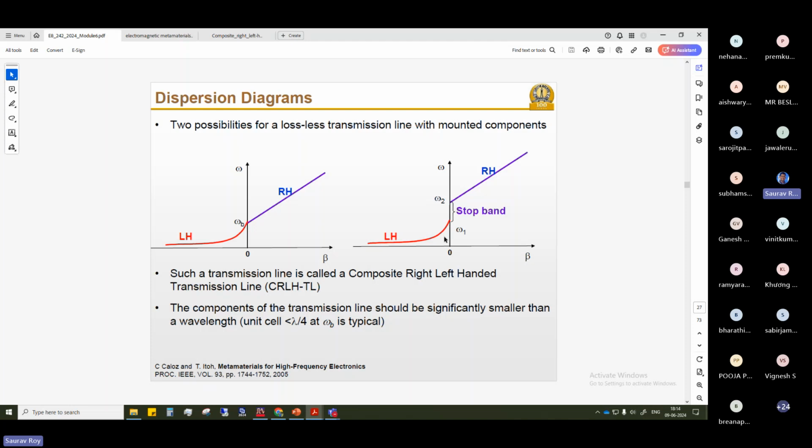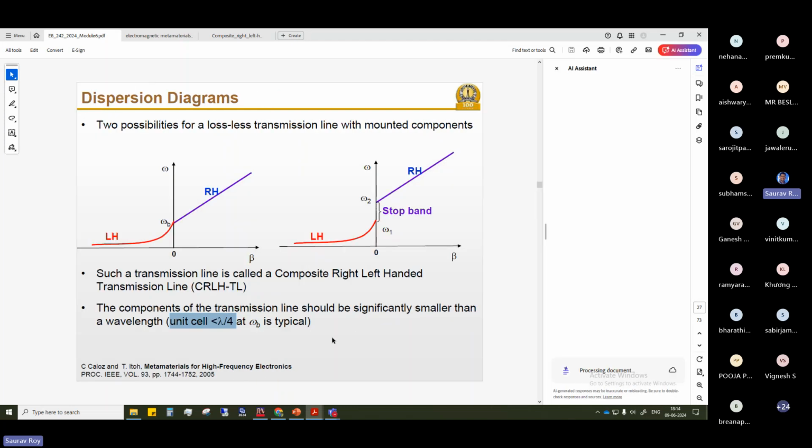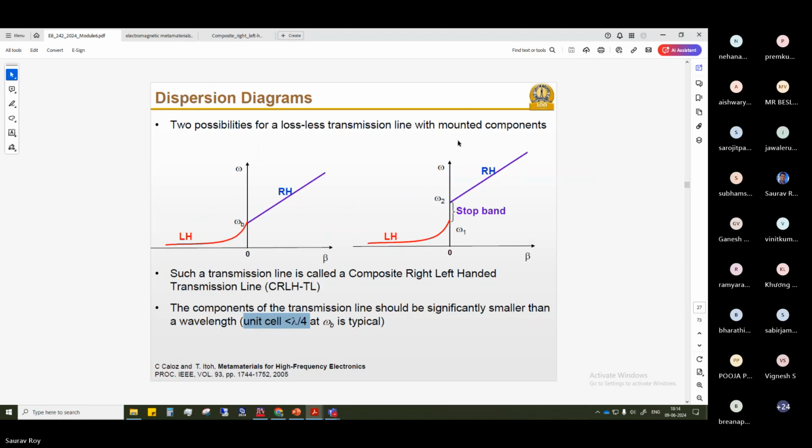Okay. And there are several design constraints. One of the constraints is that if you design a unit cell like this, the length must be less than lambda by 4 at omega b, that means at the balanced frequency. The length obviously has to be below lambda by 4 at your design frequency. That you should remember. You cannot take just any length of line.